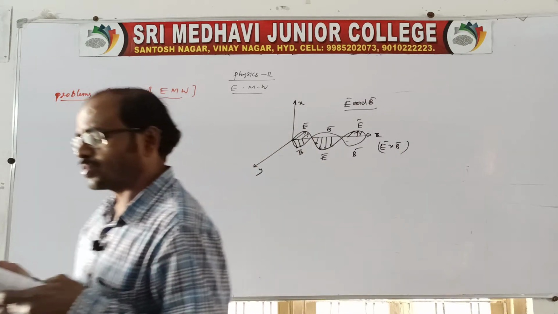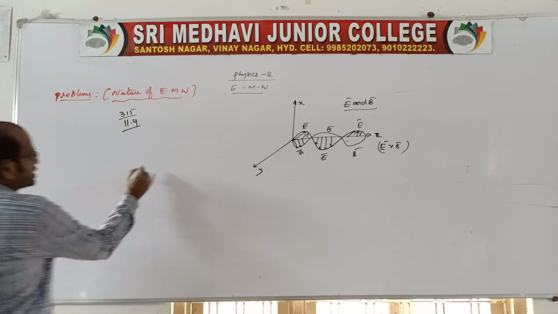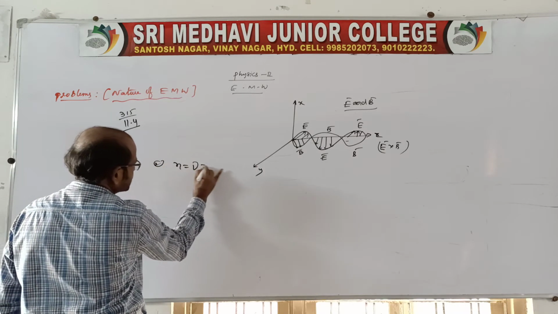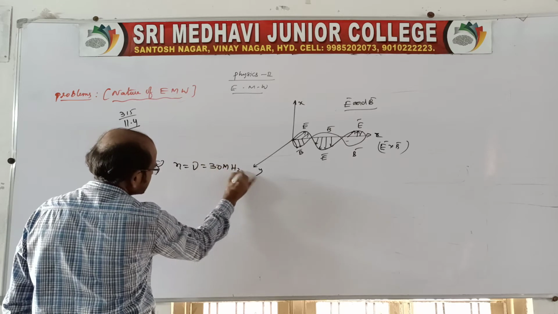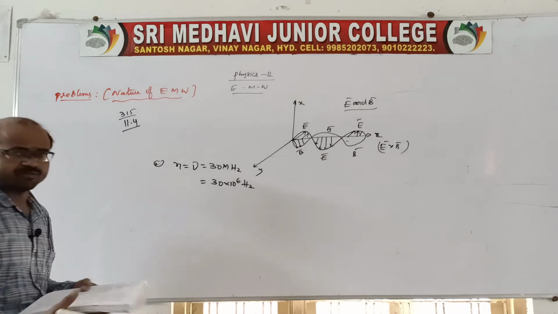It is over. Now the second one is asking what? The frequency of the wave is given: nu is equal to 30 megahertz. You write 30 into 10 power 6 hertz. This is the frequency, clear?